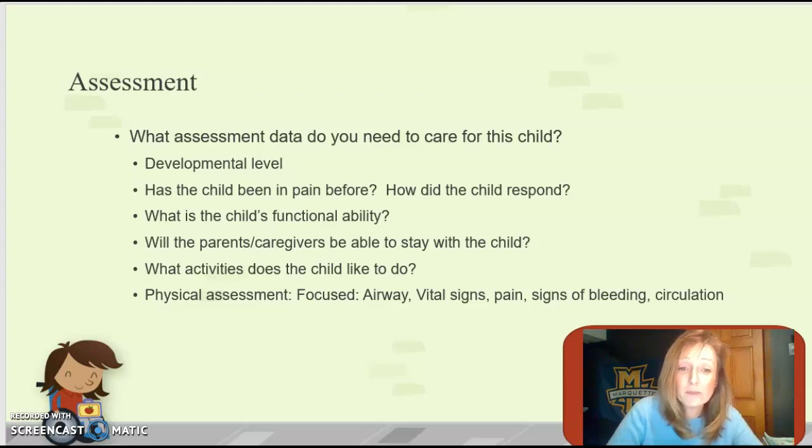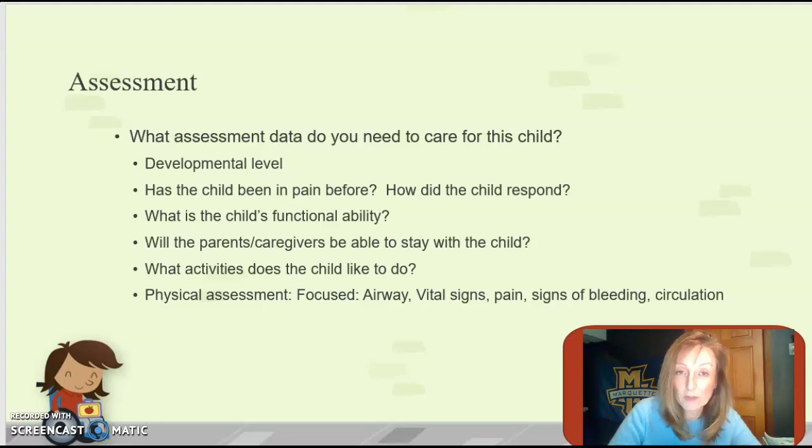And then lastly, we're going to be providing a focused assessment for the child. Of course, we will do a complete head to toe assessment. But when that child is post-op, what are the things that we're going to be focusing on? We know that we want to focus on the airway, always airway, breathing, circulation, but definitely after a head, eyes, ears, nose, and throat surgery, we want to focus on the airway.